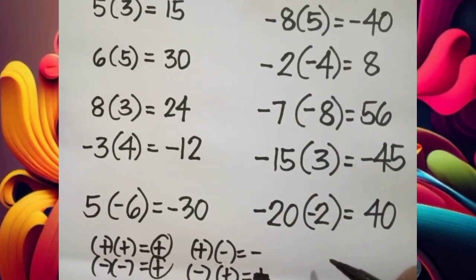So that means to multiply signed numbers, like signs, the result is positive. Unlike signs, the result is negative.